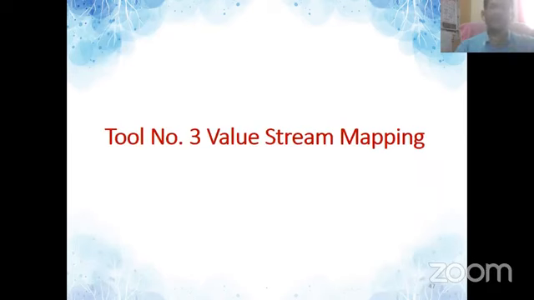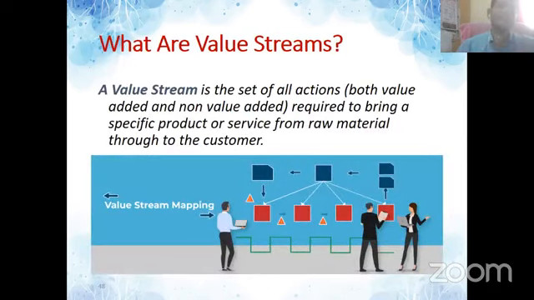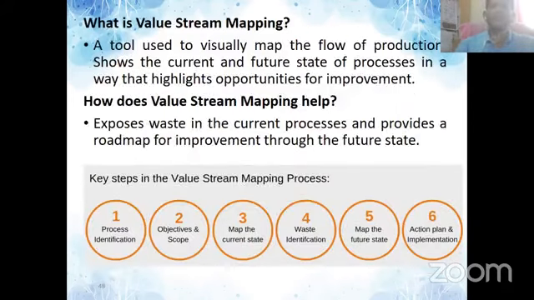So tool number 3 is value stream mapping. So what are value streams? A value stream is the set of all actions required to bring a specific product or service from raw material to the customer. It is a tool which maps the flow of production, showing the current and future state of the process in a way that highlights opportunities for improvement. How does it help? It exposes the waste in the current process and provides a roadmap for improvement in the future state.